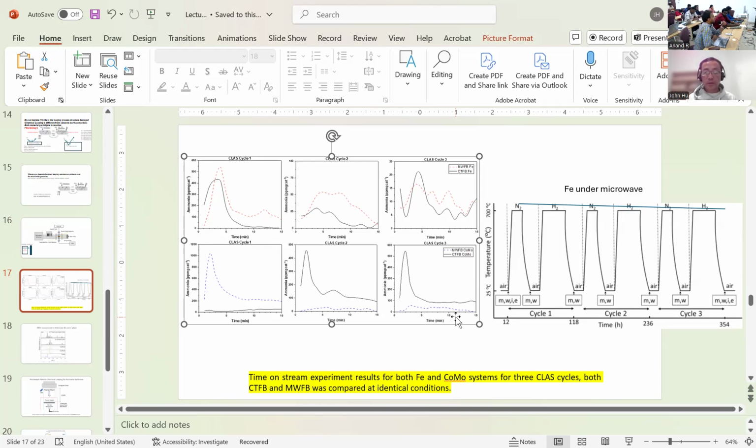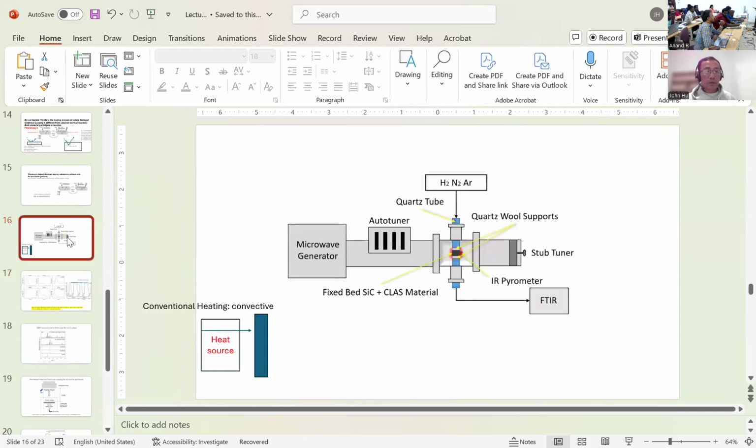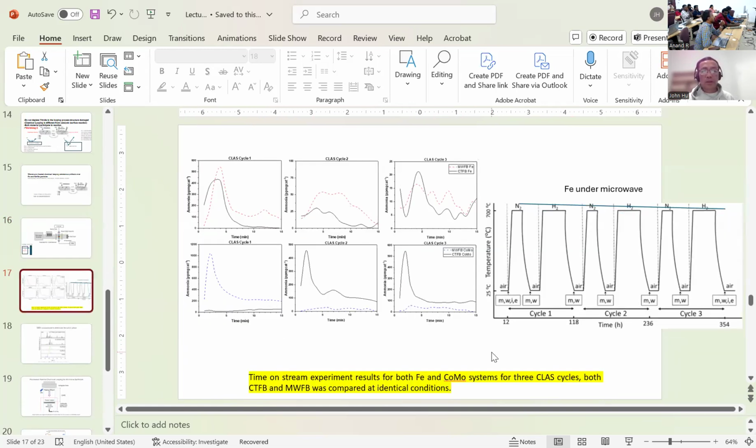And then in cycle 2, that left graph. Which graph? That left one, sir. No, the same slide, 17. Slide number 17? Yeah, left one. Cycle 2, chemical looping. In chemical looping, cycle 2, we could not find any peaks, sir.